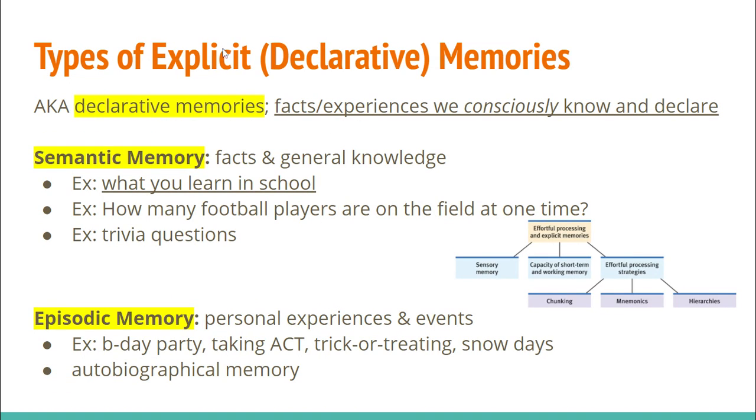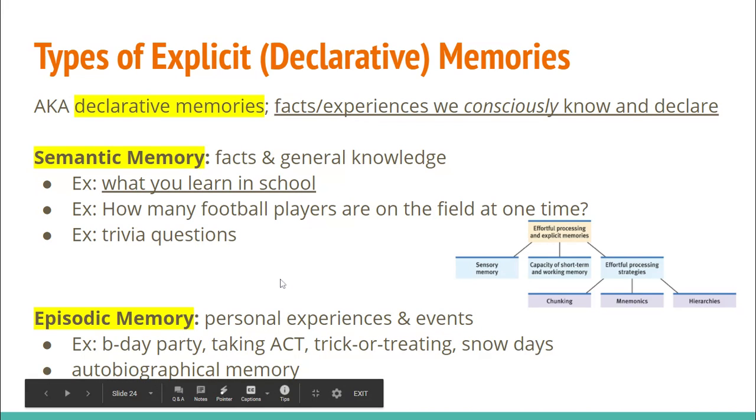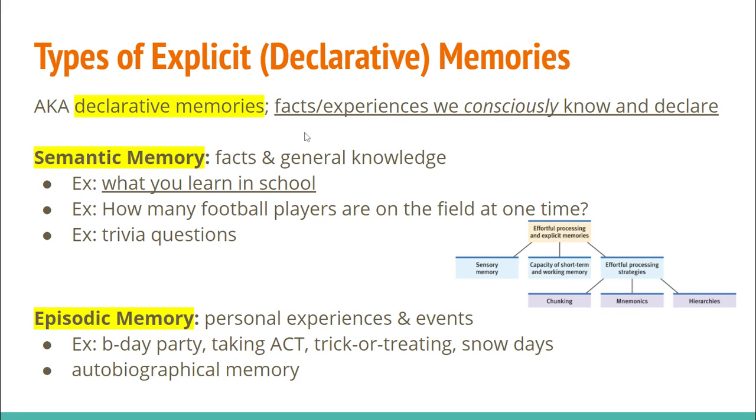So other forms of explicit memory, also known as declarative memories, meaning that you can declare the facts that you know, right? I declare that I was born on April 10th, 1990. That is a fact or a memory, something that I have learned. So we have semantic and episodic. These are semantic memories. What I just stated, my birthday, that's a fact. It's a declarative memory, just something that I learned.